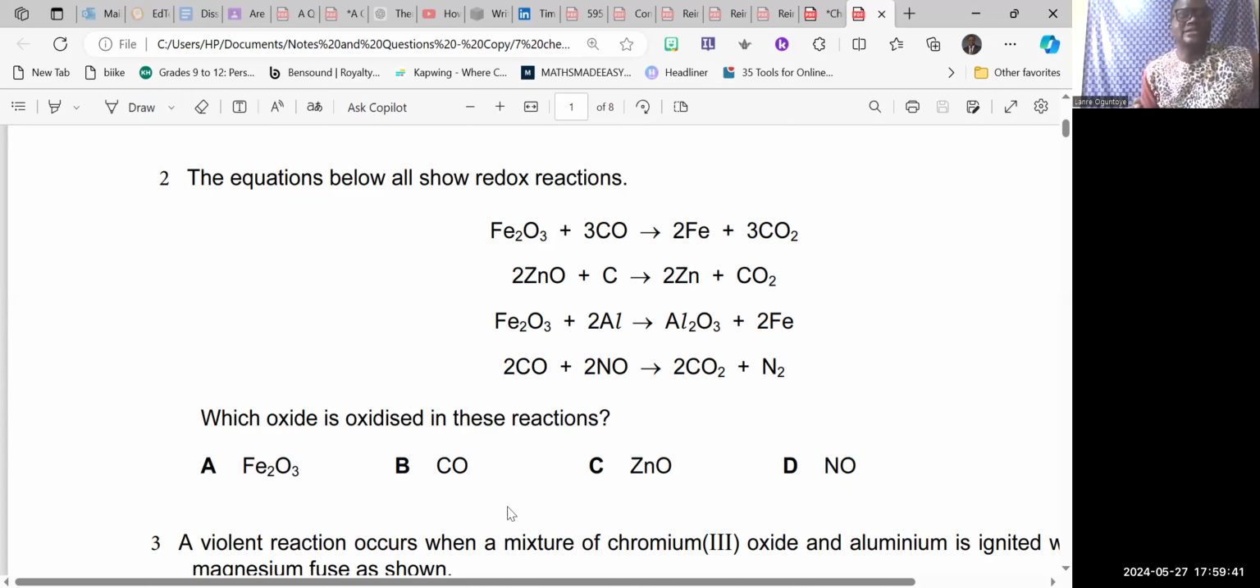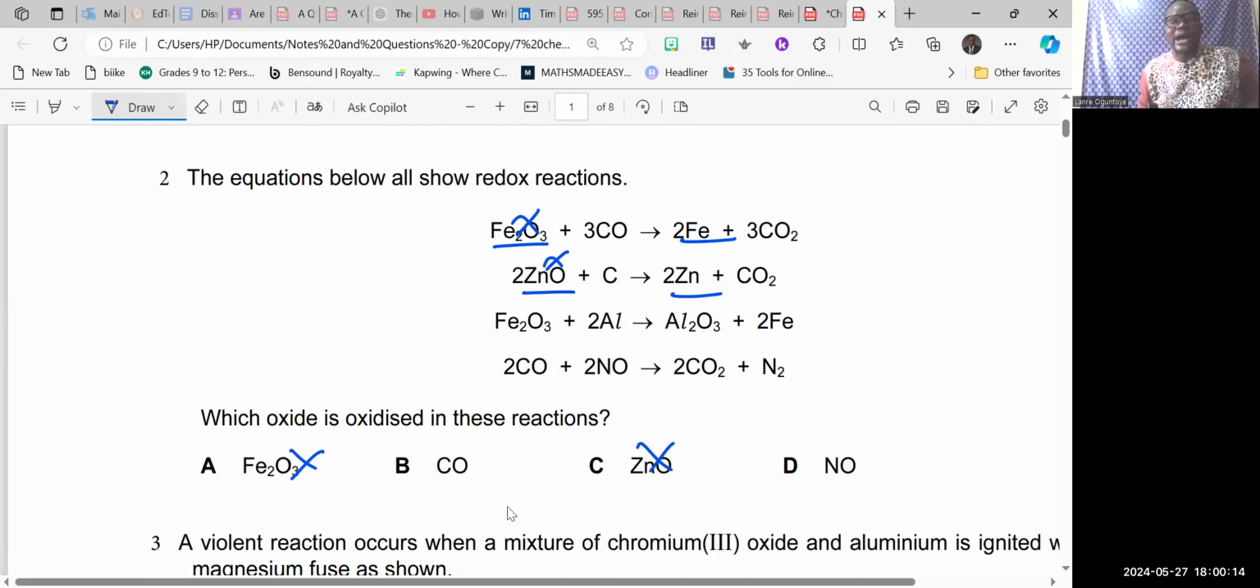So just look at this. Which oxide is oxidized in this reaction? So quickly, we are checking this, right? Look at this example I gave. Can you see what has happened to this? It has been reduced. Reduction. You know, this guy is gone. What has happened to this guy? Can you see? This guy is gone.